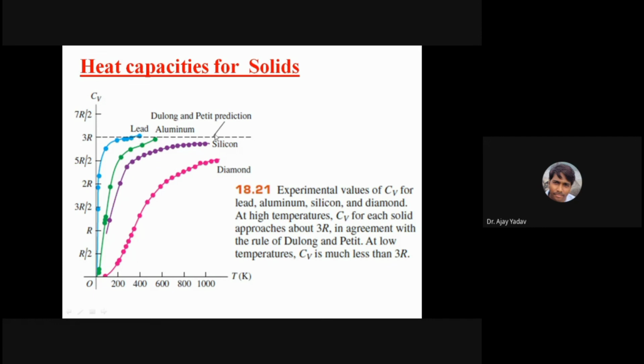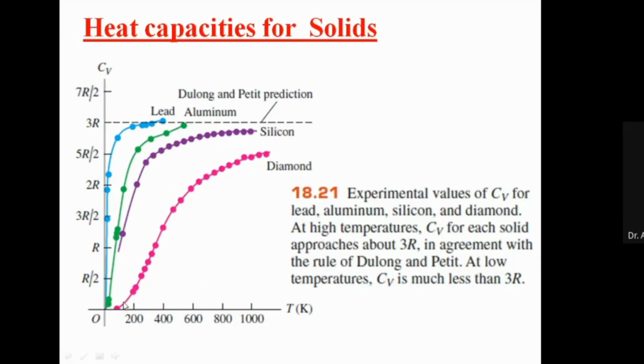Are you getting my point? Yes, sir. So for higher temperature, it approaches 3R. But at lower temperature, the value is not 3R. It is different. It is not constant. It is varying with respect to the temperature. And if you notice, all of them here at zero temperature have Cv equal to 0.